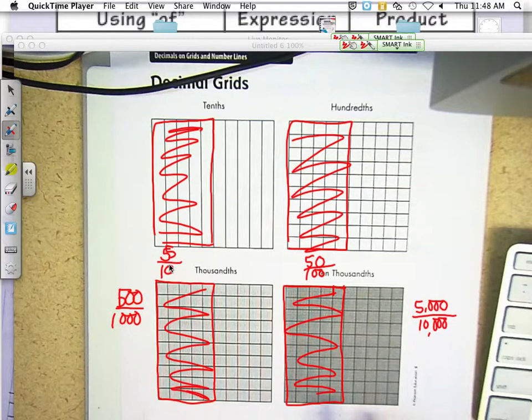Percentage-wise, out of the whole 100%, how much have I shaded percent-wise? Megan? 50%. Over here, out of the whole 100%, how much have I shaded? Caitlin? I've shaded 50%. Does that change the amount that I've shaded? No. So they're all 50%.